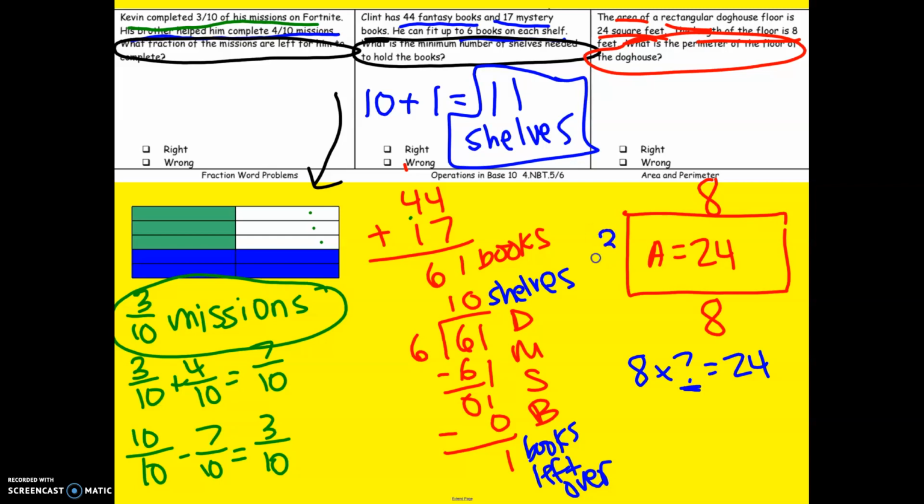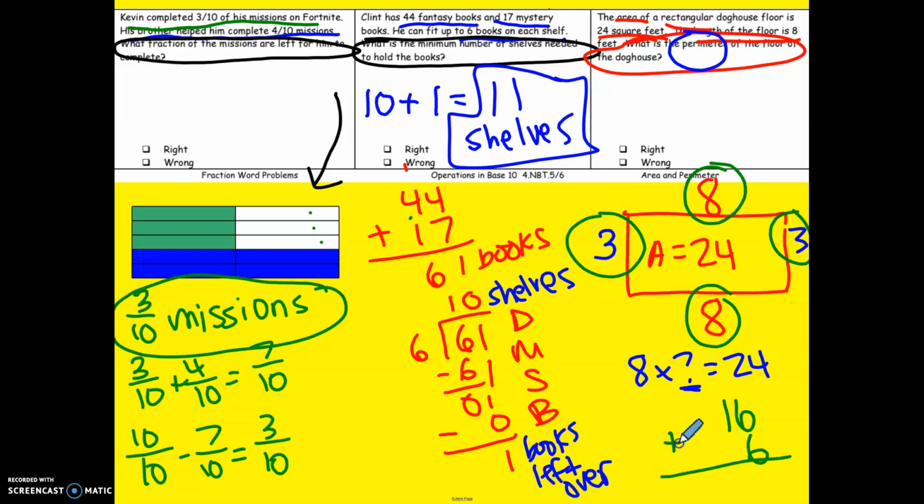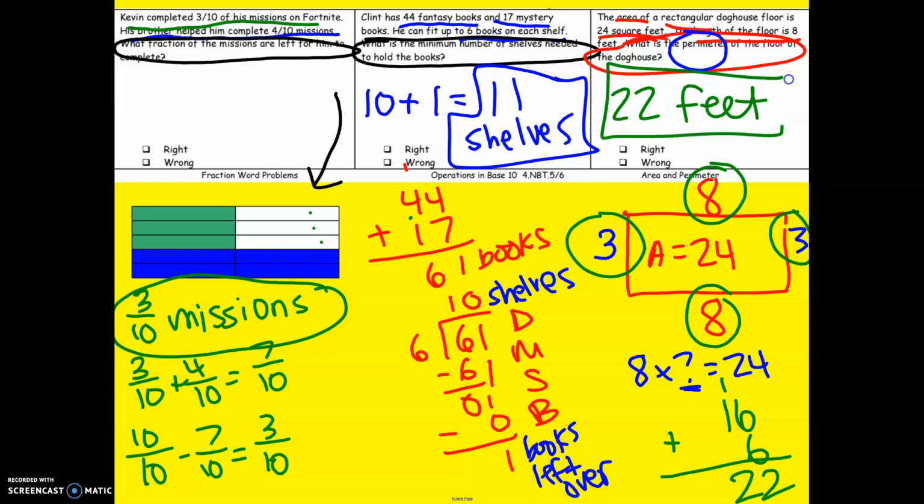But we're not finished yet because it asked what's the perimeter. It didn't ask for the width. So we're going to add all 4 sides to find the perimeter. So we're going to do 8 plus 8 equals 16. 3 plus 3 equals 6. And when we add those together, we get 22. And our units are feet. So the perimeter of the doghouse is 22 feet.